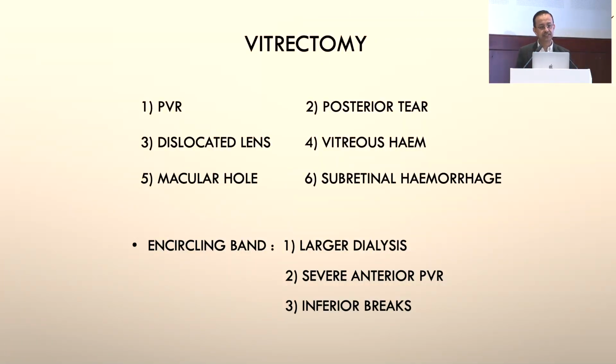Vitrectomy is done for a detachment if the detachment is associated with vitreous hemorrhage, a posterior tear where we cannot reach with a buckle, or if the patient has an associated dislocated cataract or a macular hole, or if the PVR is more severe. And when do we also add an encircling band to a vitreous surgery? When there are larger dialysis, inferior breaks, or very severe anterior PVR. In such cases, you might add, along with vitrectomy, an encircling band or a belt buckle.